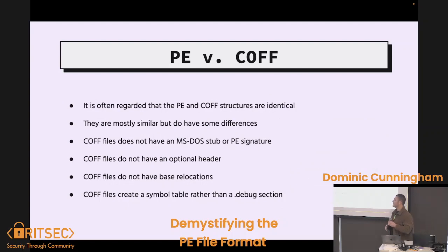So like I said, there's a few differences between a PE file and a COFF file. Oftentimes, if you look at blog posts or articles, they may say that they're the exact same or identical. This is for the most part true, but there are a few differences. A COFF file is not a Windows-specific file, so it's not going to have things like the MS-DOS stub or the PE signature. It also won't have any kind of optional header or any of the base relocations. And instead of creating a debug section at the very end of its COFF structure, it will parse all those symbols and then create a symbol table specifically instead of a section.